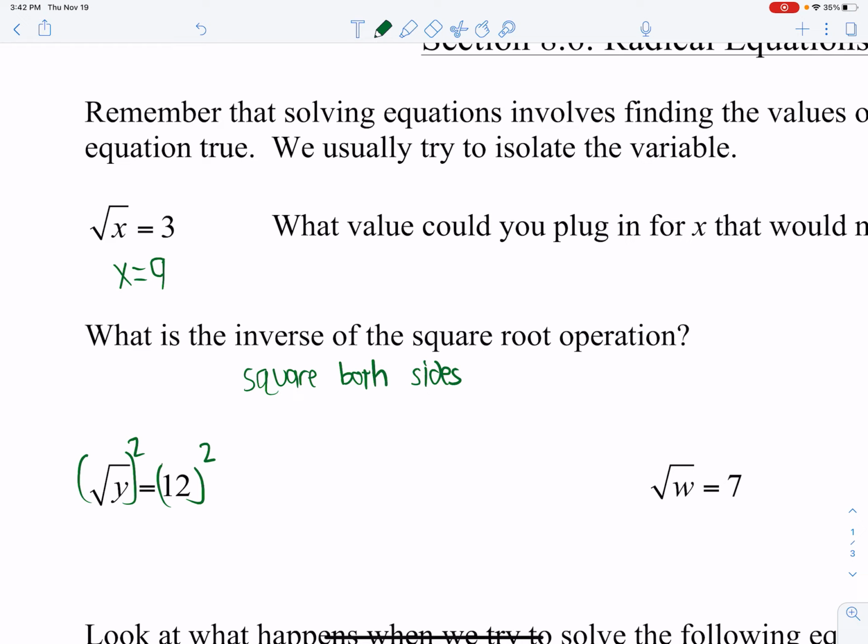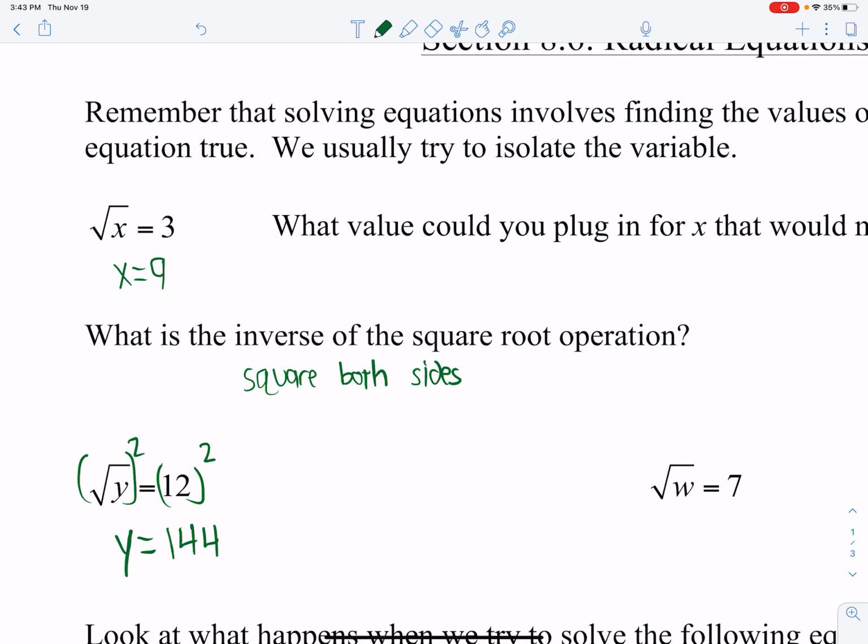On the left side, the square root of y squared. Remember what we said in a previous section, that when you multiply a square root by itself, you just get what was under the root. So the square root of y times the square root of y is just y. And on the right side, 12 squared is 144, like that.